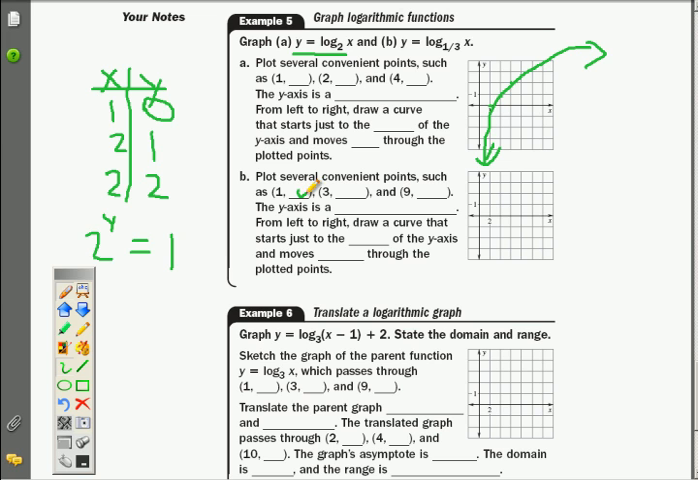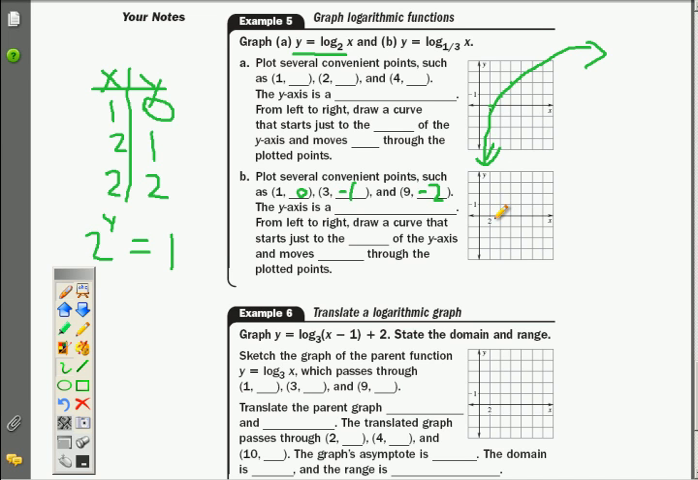Well, it's always going to be 0 for that one. But 1/3 to the what power is 3? Well, 1/3 to the -1, because that's what's going to flip 1/3 upside down. And then 1/3 to the -2 is going to flip this one upside down. Now when I graph that, that's going to look dramatically different.